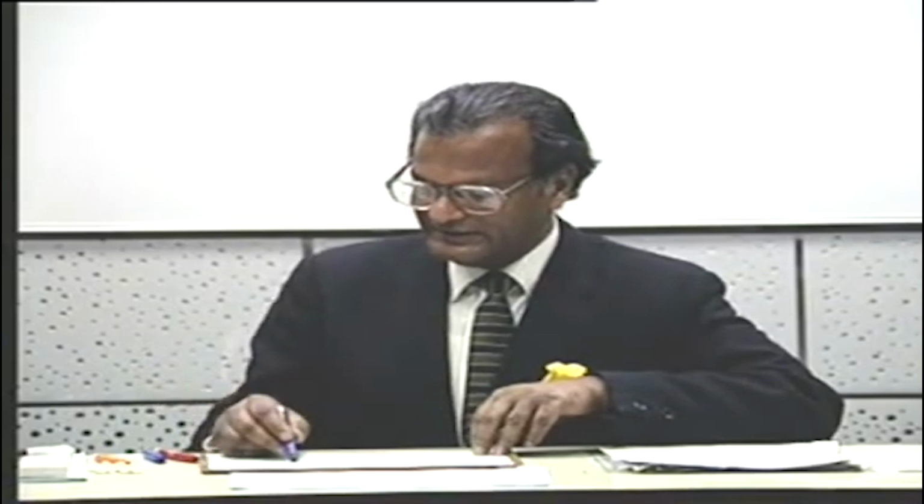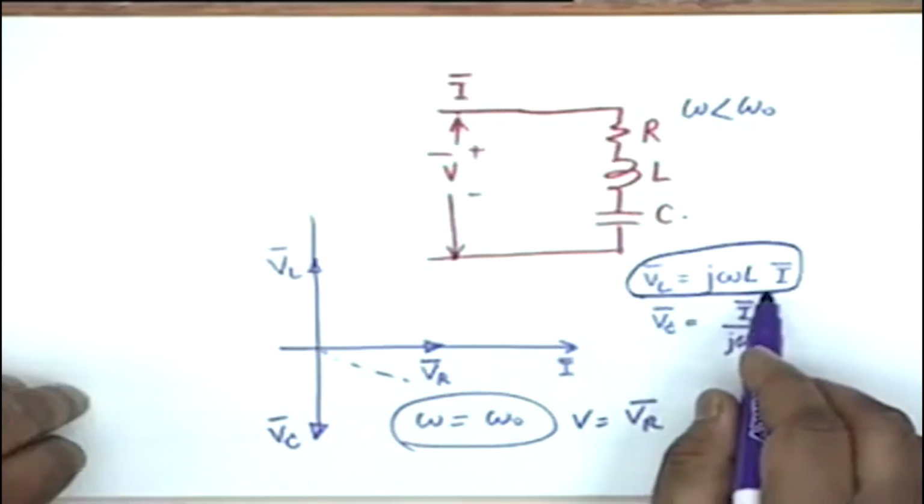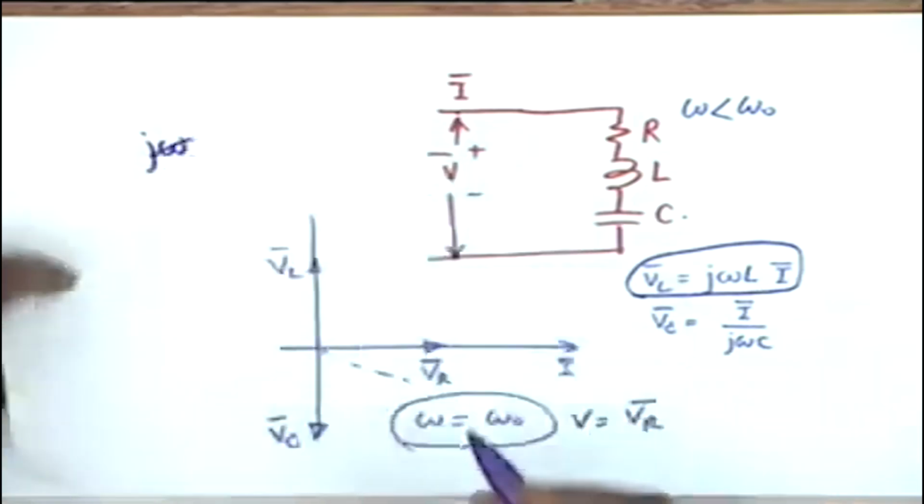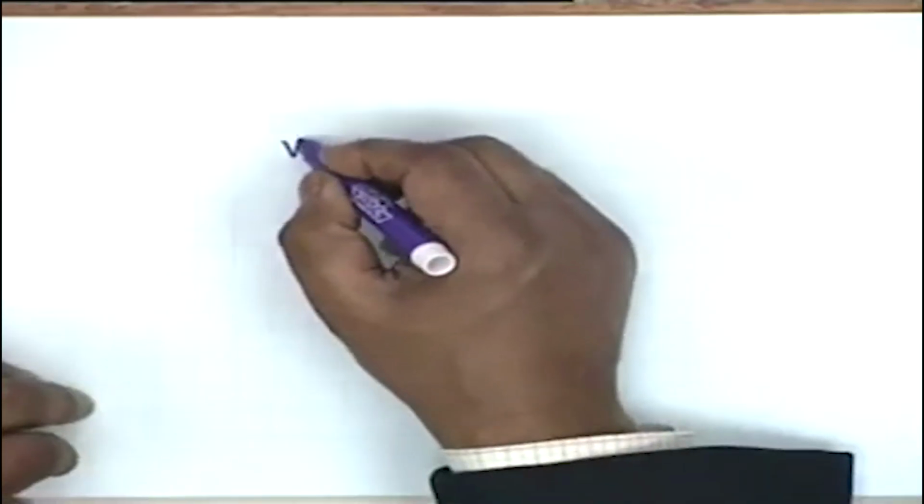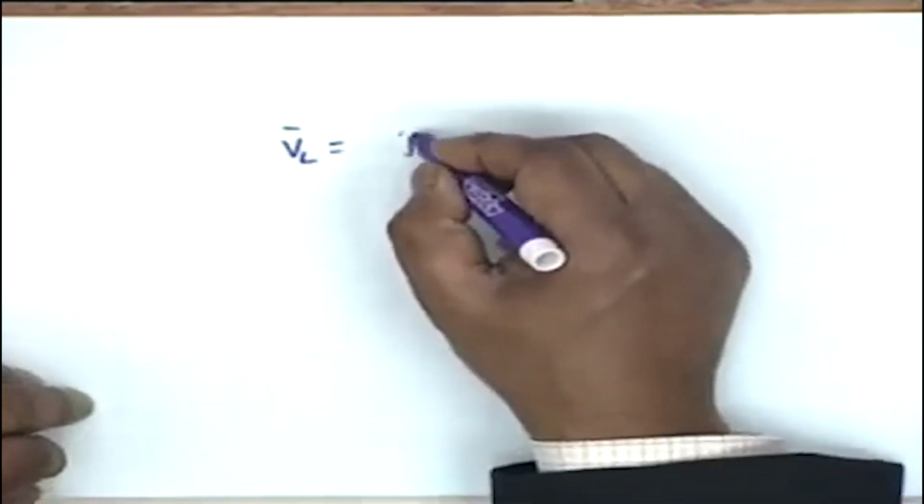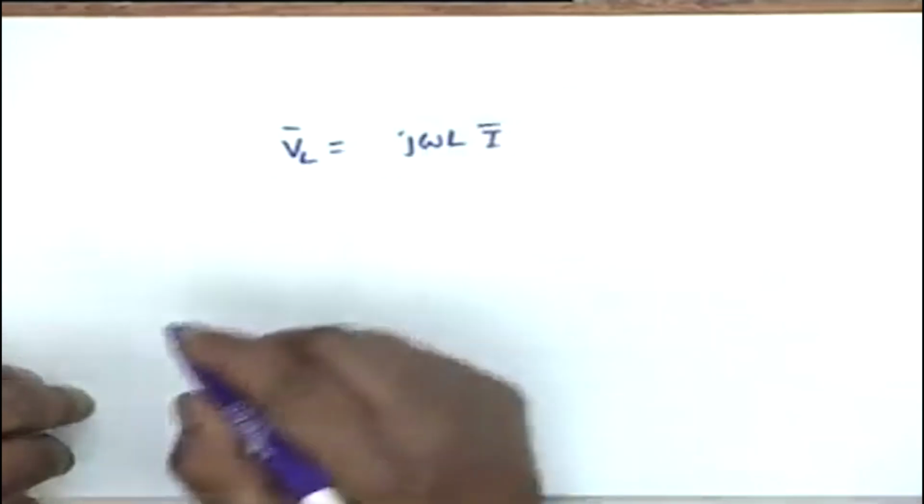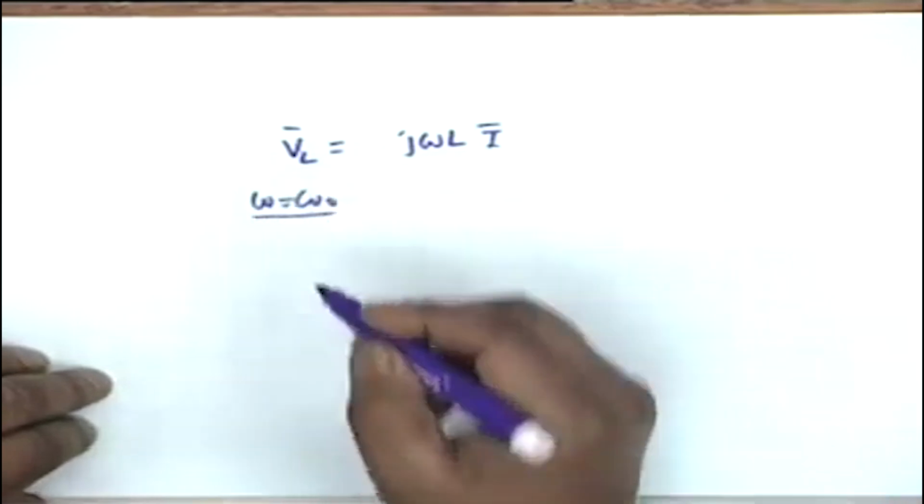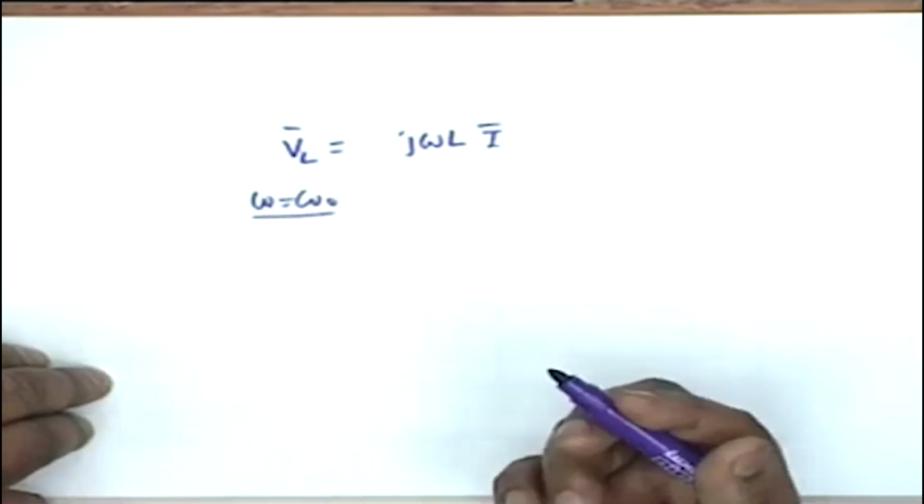series resonance. Now, under series resonance, a very peculiar thing occurs. Consider the VL phasor as j omega L I, this is in general true. Suppose we consider the situation at resonance, that is omega equal to omega 0.